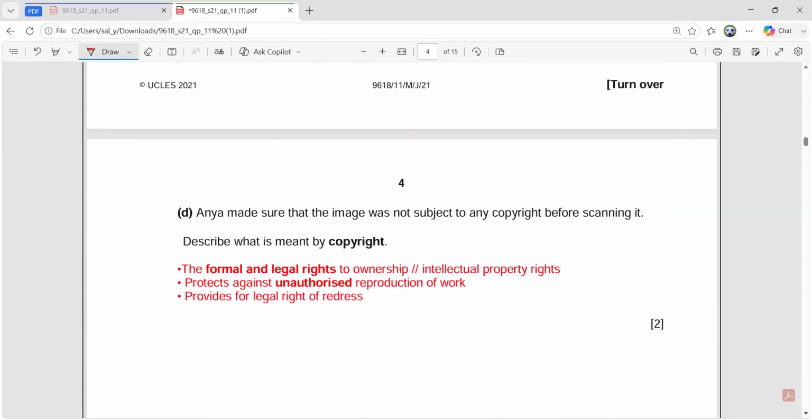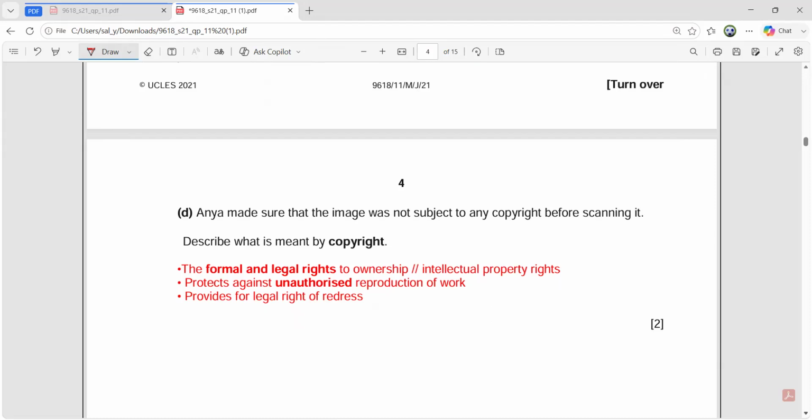Now, the next part D. Anya made sure that the image was not subject to any copyright before scanning it. Describe what is meant by copyright. It's a 2-mark question. So it means that they want us to write 2 valid points.